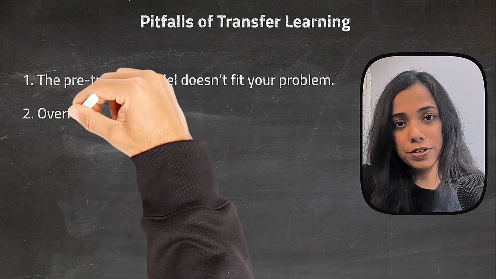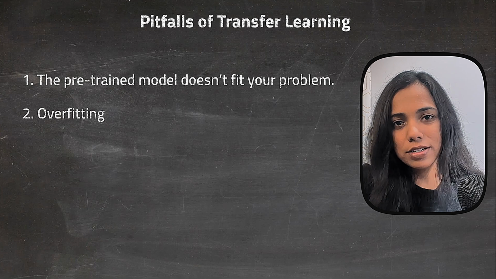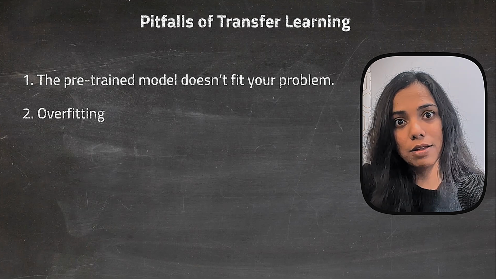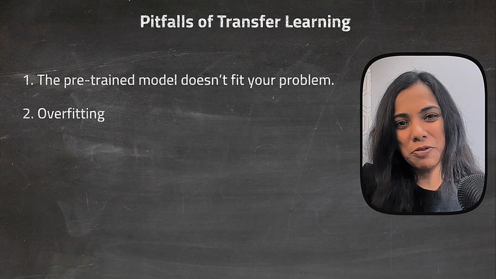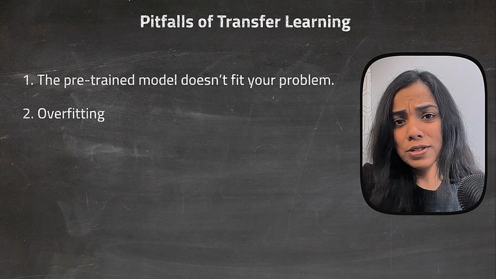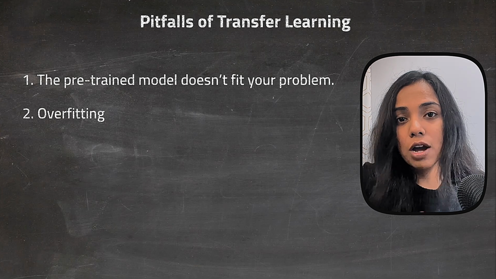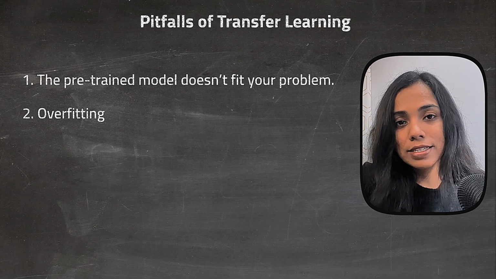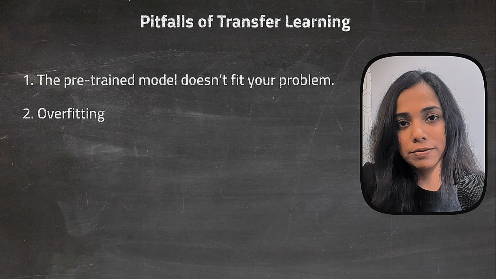Another pitfall is overfitting, where when you fine-tune on a tiny data set, the model can memorize it, as a result of which you'll see that the model has a great performance on the training data, but then when you test it on a data set that it has not seen before, it doesn't perform that well. That's called overfitting. And typically, to counter that, you can add something called a regularization layer or do early stopping.